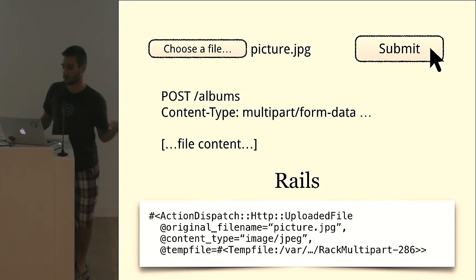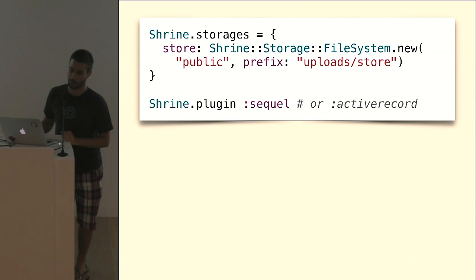Okay, so once the user uploads the file, we want to save it to some permanent storage, because it's now only saved to some temporary storage. In Shrine, it's most convenient to just store it in the public folder. So we can just configure Shrine to store in the public folder, and we'll load the plugin for Sequel ORM. Of course, if you're using Active Record, then you can use that as well. You should use Sequel.